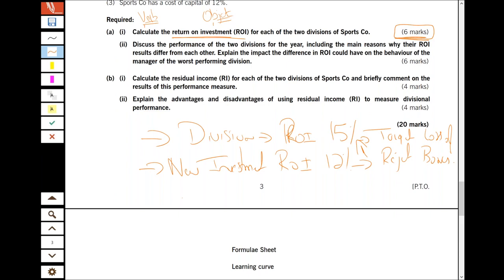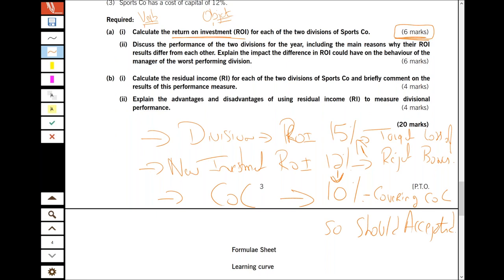Now, the shareholder cost of capital, the minimum return required by the shareholder, is 10%. So if I compare this ROI with 10%, one would say that it is covering the cost of capital. So it should be accepted. For shareholders, it should be accepted. Everyone agreed with me? Tell me, this is an important concept. From shareholder perspective, this should be accepted, but the manager would reject because of bonus. Short-term thinking. Are you all getting my point?